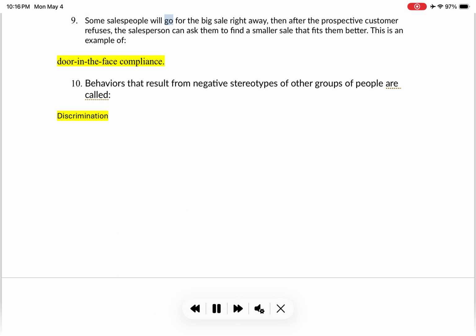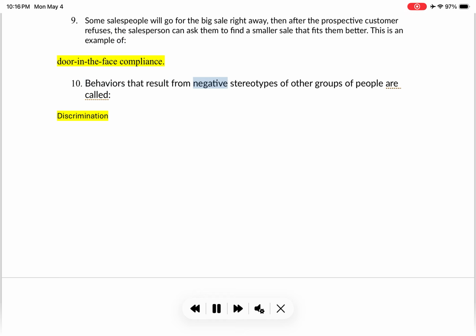Some salespeople will go for the big sale right away, then after the prospective customer refuses, the salesperson can ask them to find a smaller sale that fits them better. This is an example of door-in-the-face compliance.